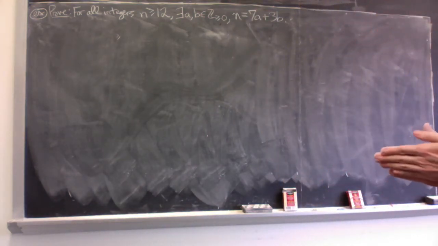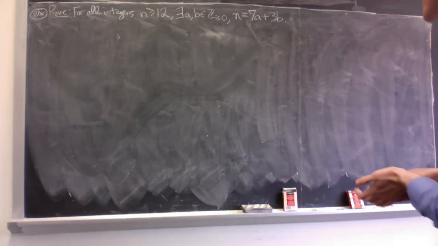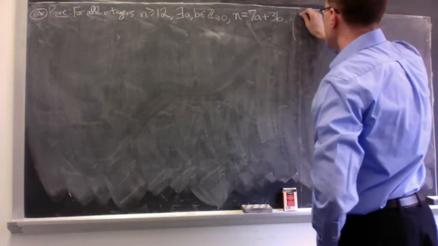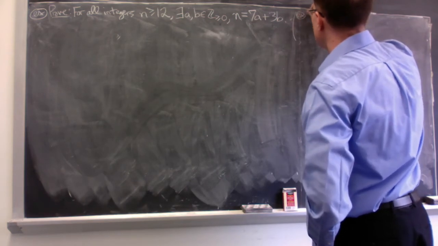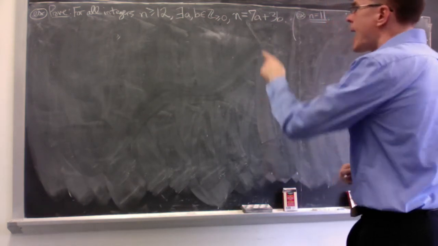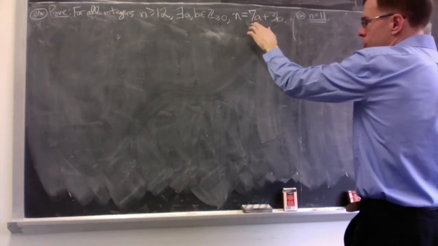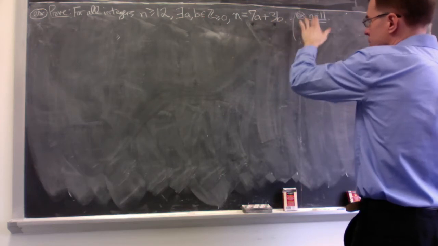Okay, and in particular, if you're saying, well, why 12? Like, where'd that come from? If you think just for a second about n equals 11, how would you do that, right? It's not a multiple of 7. It's not a multiple of 3. So you can't just use all 7s or all 3s to get to that.